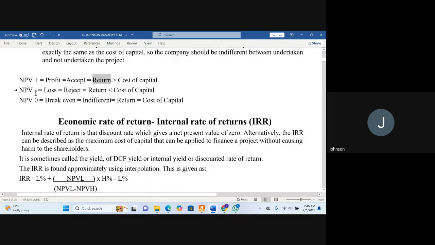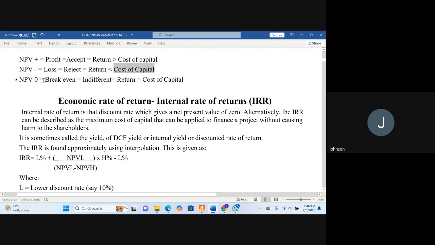Now, when your NPV is negative, you are going to be making a loss. And then the decision is that you need to reject the project. Reject it. Why? Because the cost of capital you are using for that project is higher than your internal rate of return. So you need to reject the project. However, when your NPV is equal to zero, that means that you are not going to make a loss. You are not going to make a profit. You are only going to break even. Therefore, you should be indifferent about accepting or rejecting the project because at this stage, your return from the project is going to be equal to your cost of capital. So at that stage, you are neither making a profit nor making a loss.